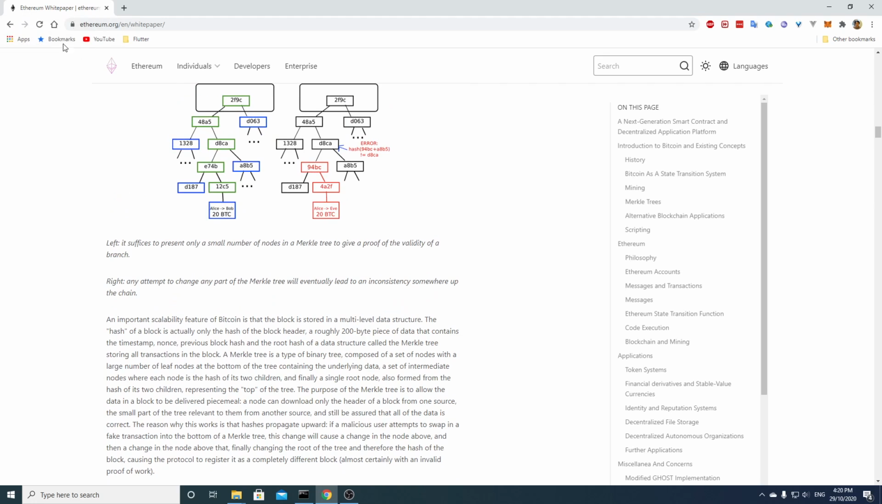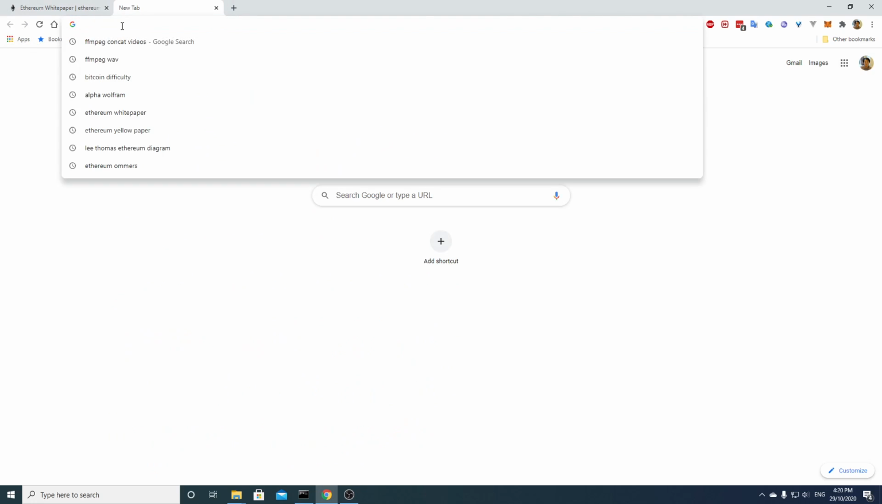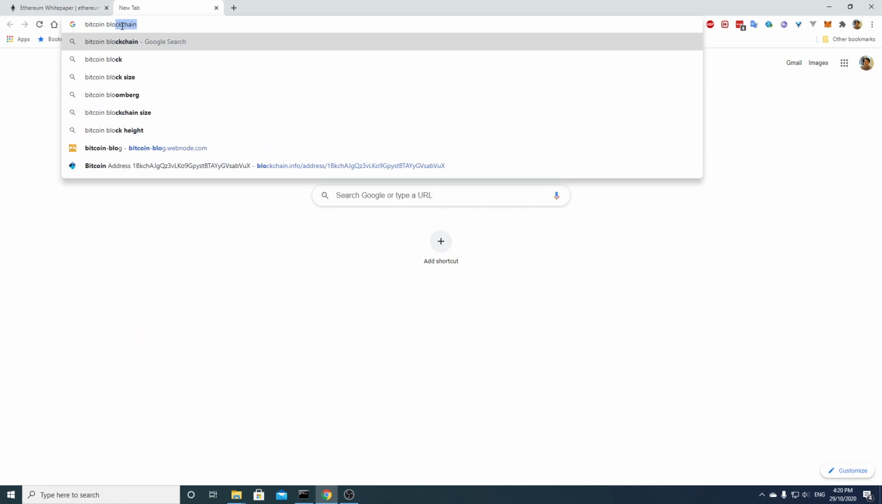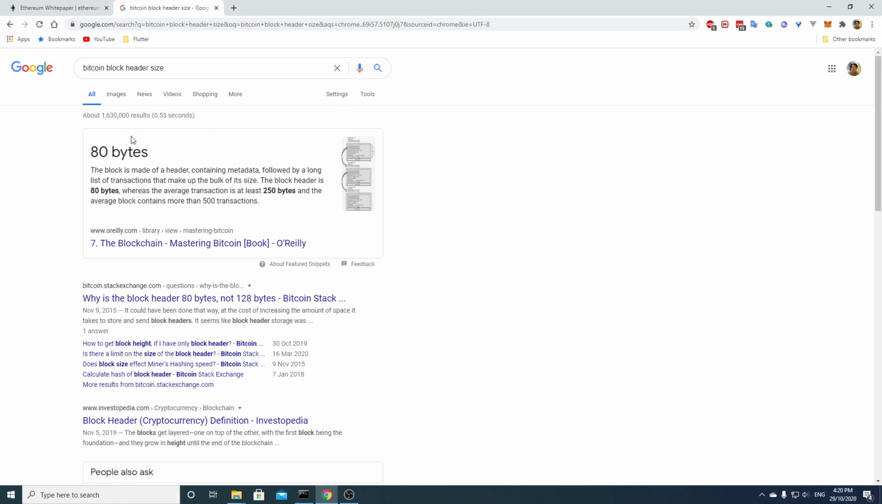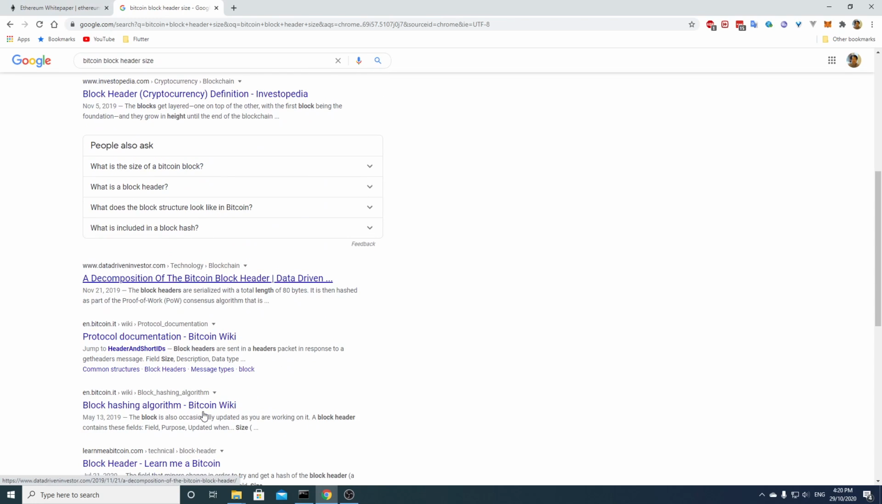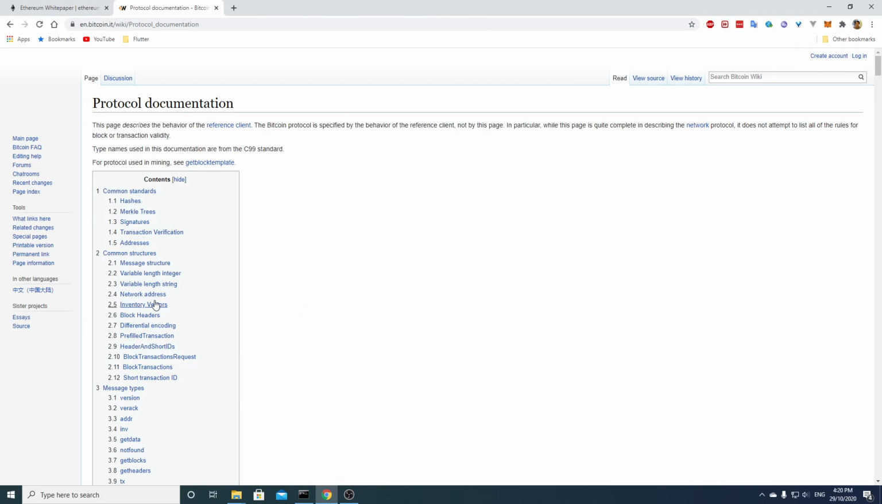I thought it was only 40 bytes now. Let me check that. Bitcoin block header length size. Yeah, 80 bytes. I don't know why it says 200 bytes. It's not very important. It's just a bit surprising.